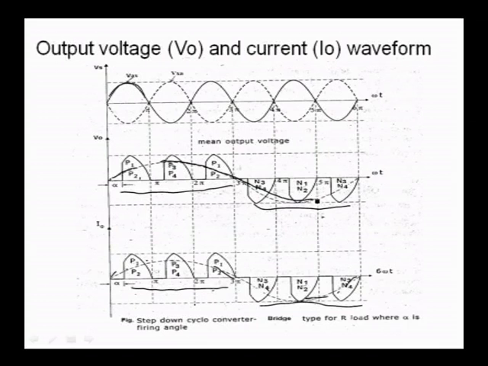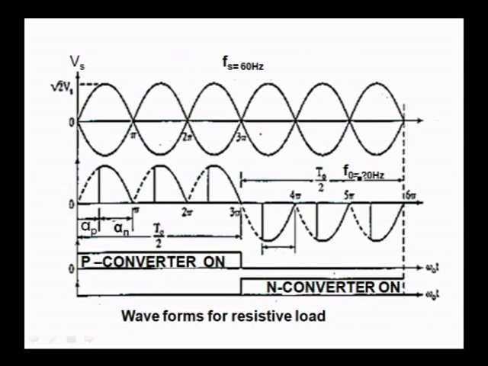So the frequency is 1/3. If the supply frequency is 60, it will be 20 hertz. This is how we are getting output frequency less than the source frequency, it is step down. You can see the other waveforms, same type, same waveforms written in another manner.